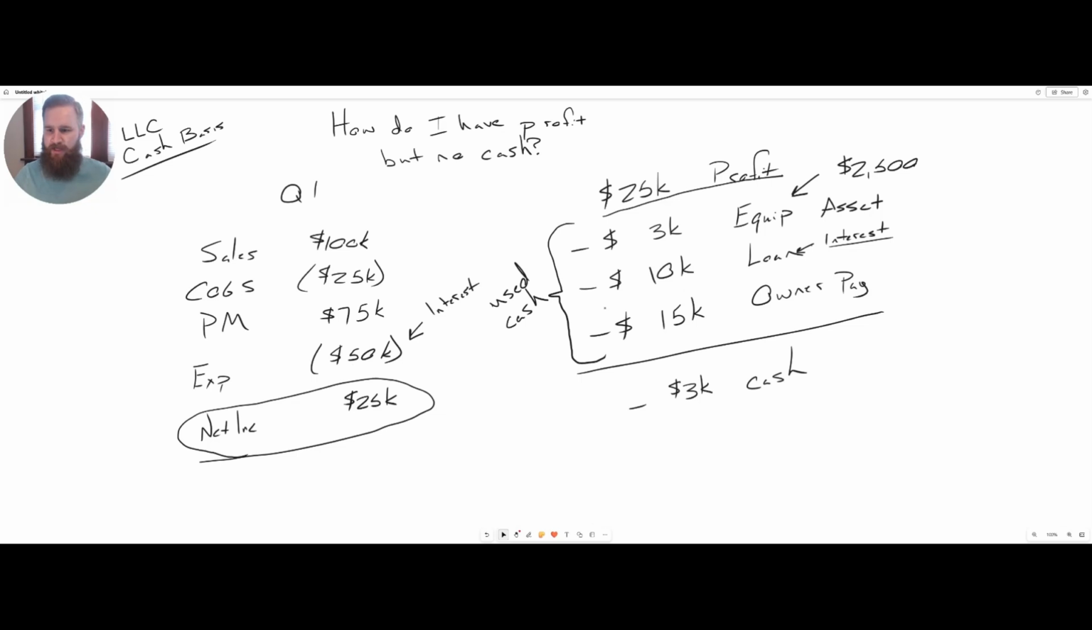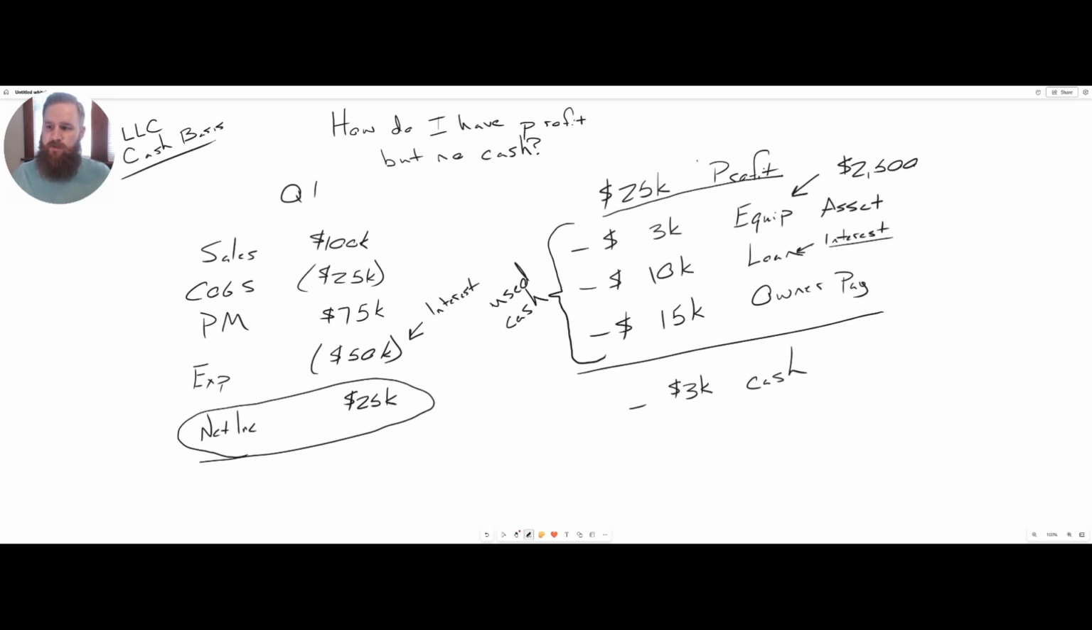Owner draws, again, same situation. You used cash, but it's not considered an expense in an LLC because this is just flow through. You're getting taxed on the $25,000. It doesn't matter what this $15,000 is. So what am I trying to get at?